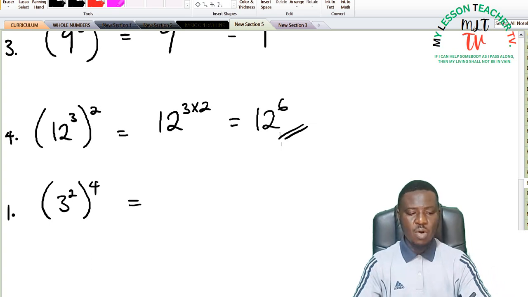We shall now take more exercises on the indices law of multiplication.